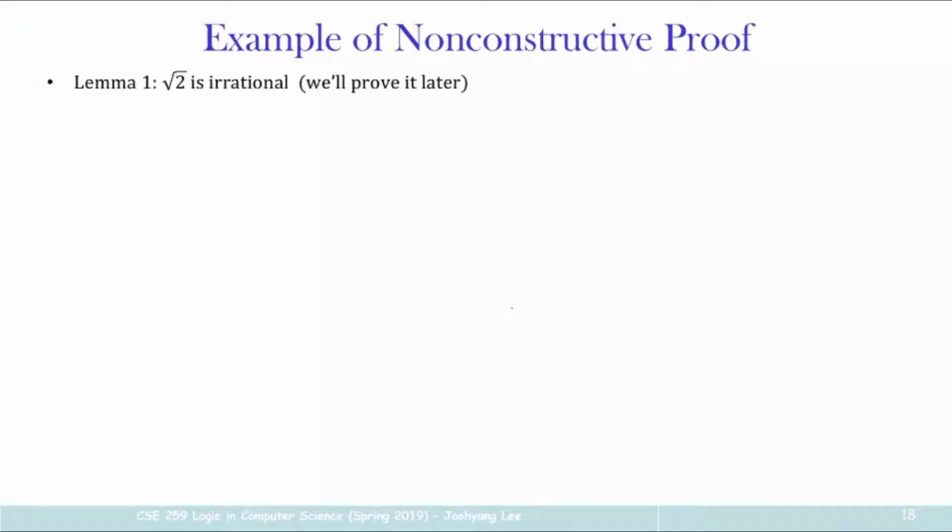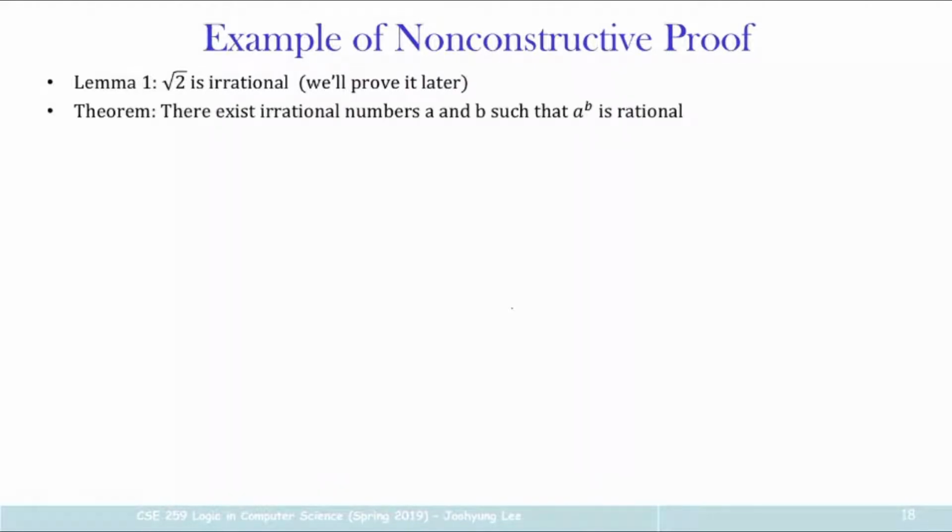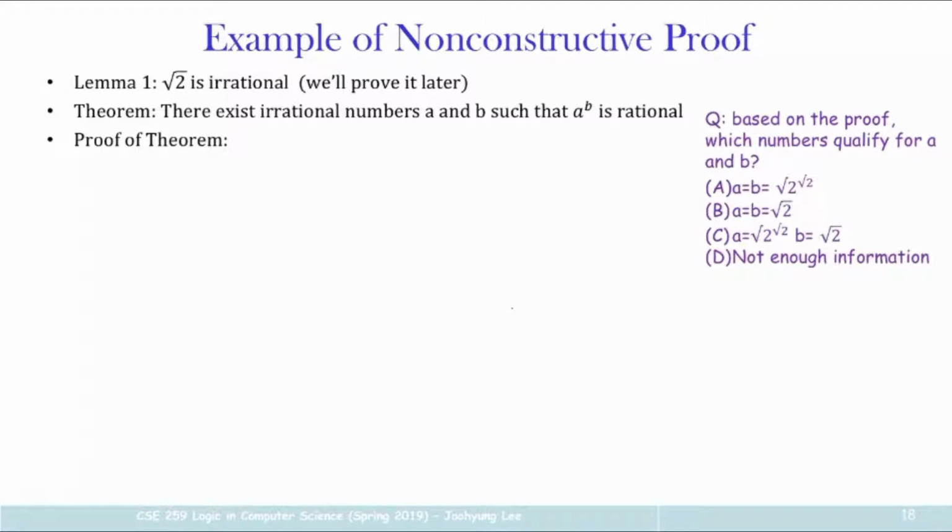One thing that we are going to use is a lemma. A lemma is a small claim that is not the main claim that we want to prove, but it will help us to prove the main claim. So we call those statements lemmas. Lemma 1 that we are going to use is: square root of 2 is irrational. And we are going to prove it later. But assuming this, we want to prove the claim that I showed in the previous slide: there are 2 irrational numbers a and b such that a to the power b is rational. And I'm going to quiz you after this proof whether you actually understand what is going on.